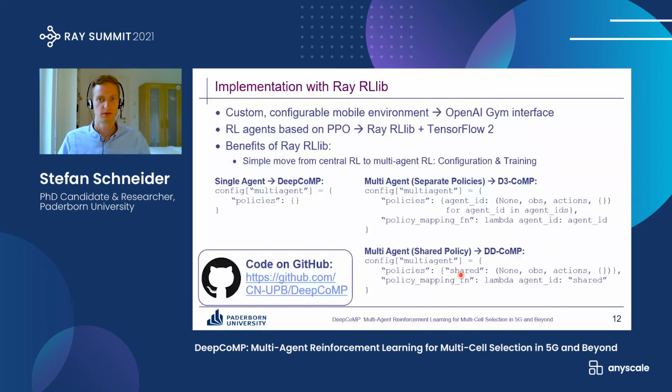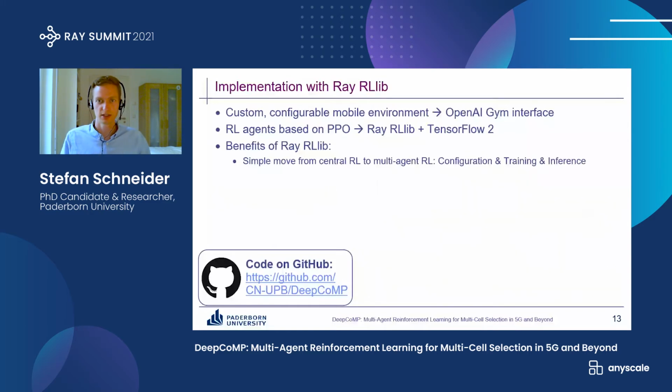could call it any other. I could use any other name here. And then in the policy mapping function, I map each agent to the shared policy such that all agents use the same policy. And you can imagine that it's also very easy to do something hybrid here, such that some agents use a shared policy, some agents have their own policy, and that's really easy to configure here.